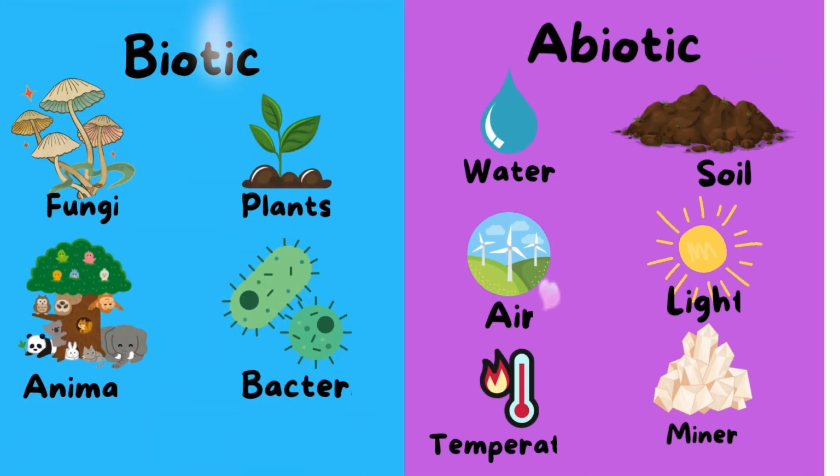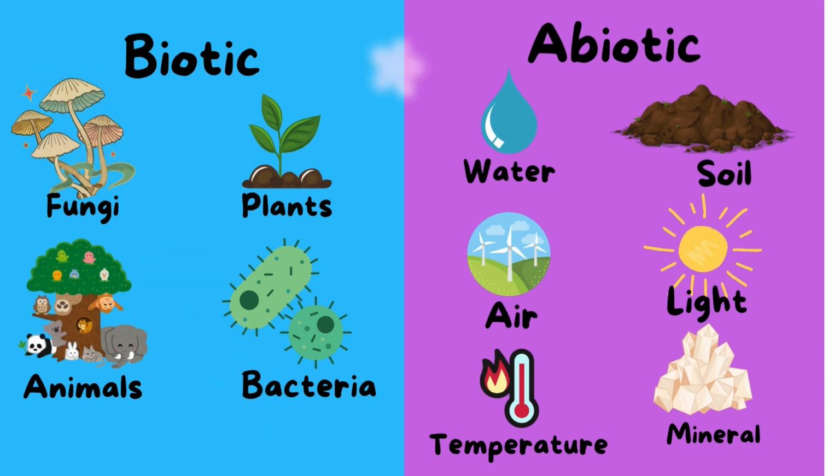In this picture you can see that biotic components are fungi, plants, animals, and bacteria, while abiotic components are water, soil, air, light, temperature, and minerals.